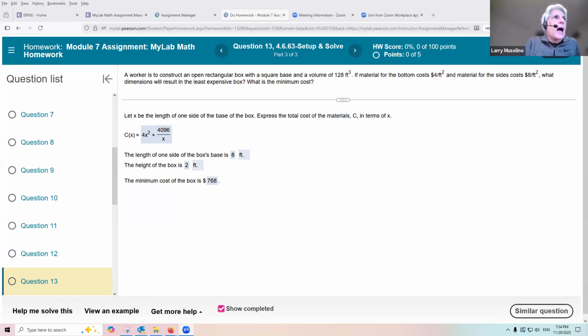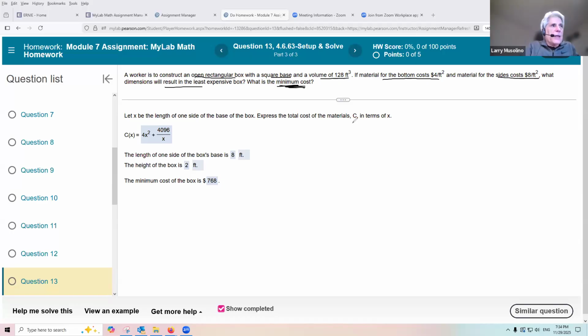This one is on optimizing, and they're asking us for minimum cost. It says you're going to be constructing an open box with a square base. The volume is 128 cubic feet. The material for the bottom costs $4 a square foot, and the material for the sides costs $8 a square foot. What dimensions will result in the least expensive box, the minimum cost?